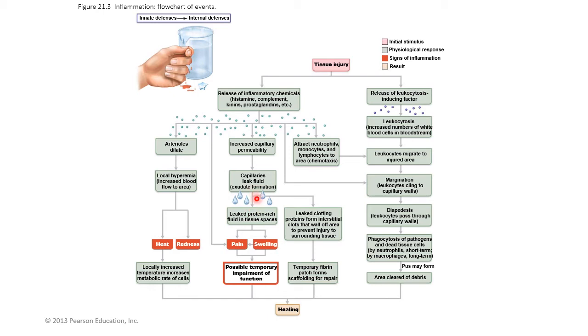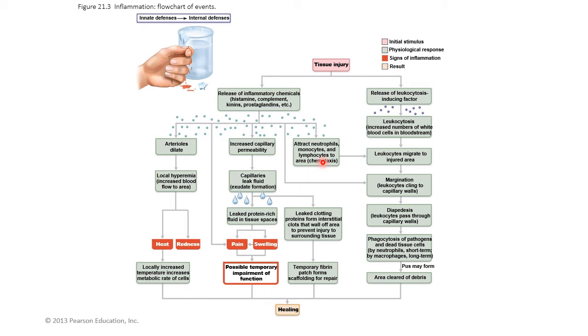Now, with this increased release of exudate from the capillaries, these leaked clotting proteins form interstitial clots that wall off areas to prevent the injury from going to surrounding tissues. And then you get the formation of the fibrin patch, so the scaffolding for repair is designed, so you get the clotting process going on as well. All of these eventually will result in healing.